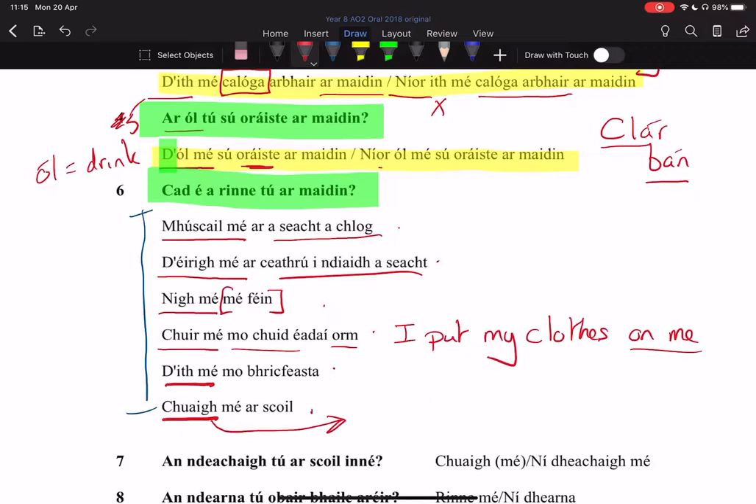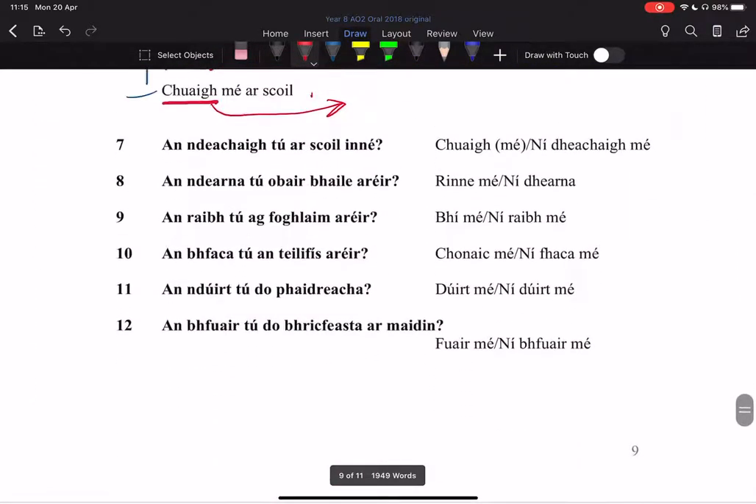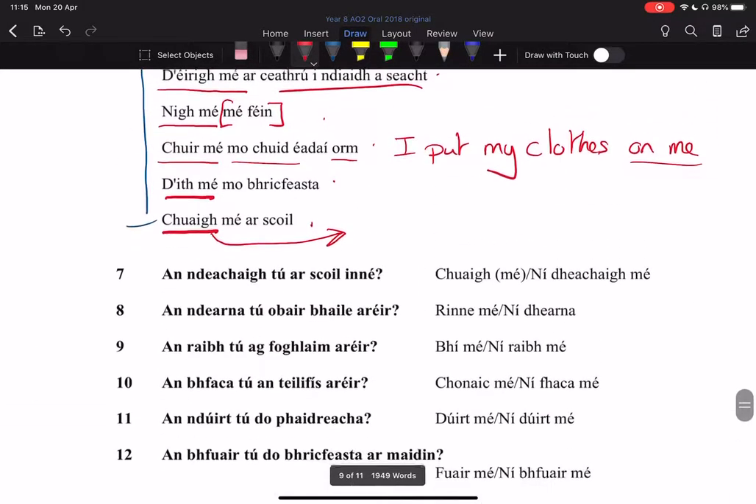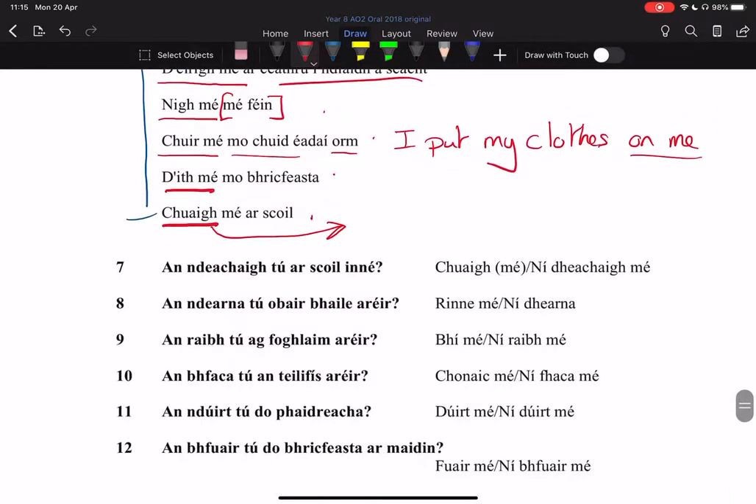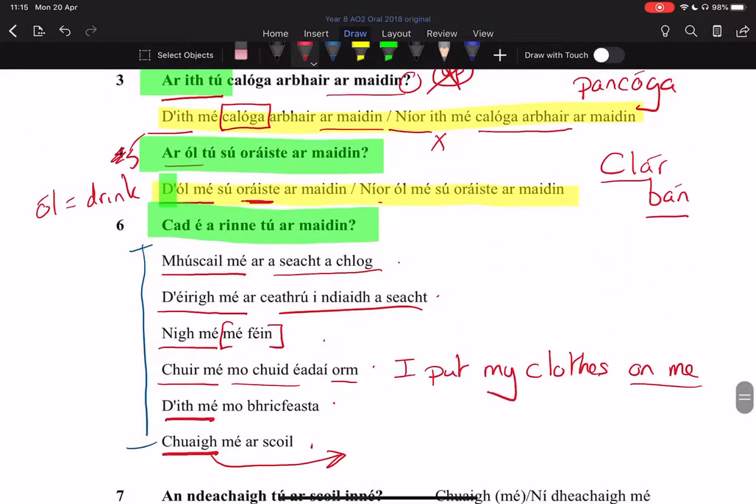So there's our first 6 questions in this book, and they're the really important bits. We'll come back to 7 to 12 in a different video. So hopefully this will get you started and get you pronouncing your answers from there. So well done, my ship.